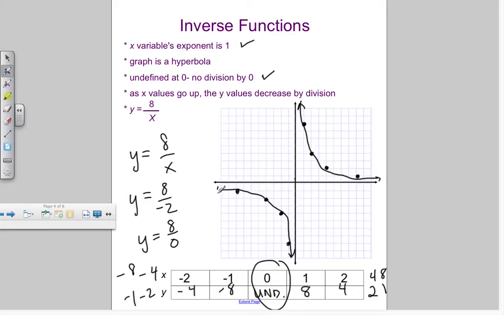And again, my pen is not great, so it's kind of like a nice little U and a nice little U, and it will never hit the axes. Okay? So as the x values go up, the y values decrease by division. Okay? And this is what's called a hyperbola. It always looks like this. Okay?